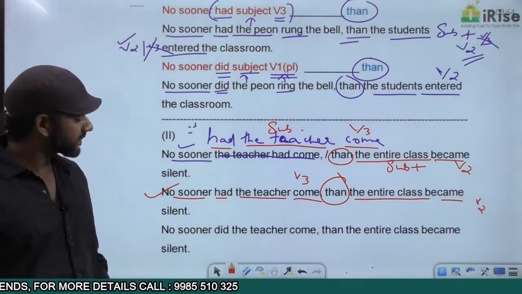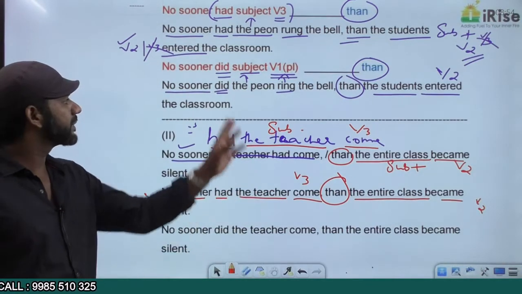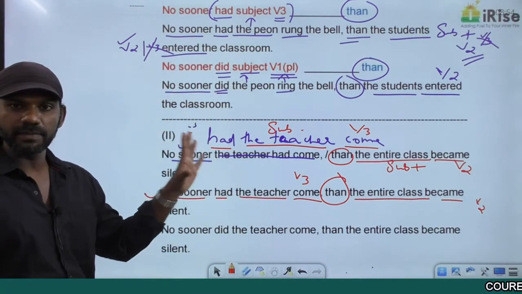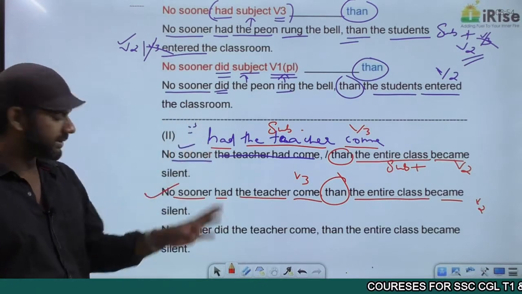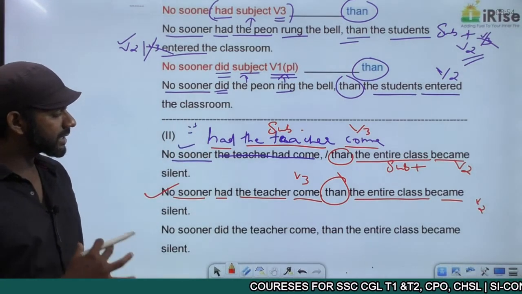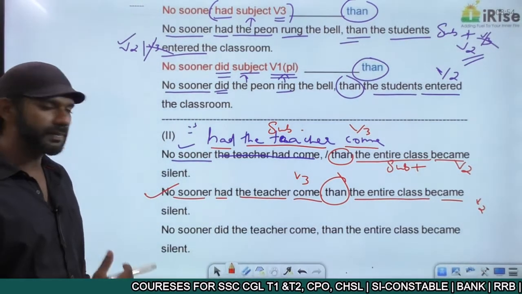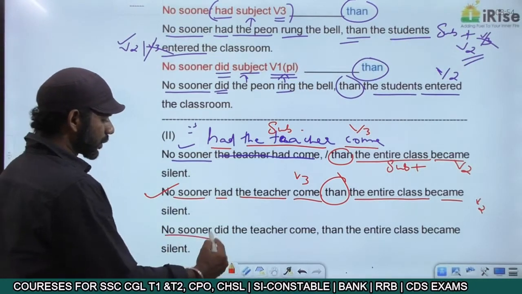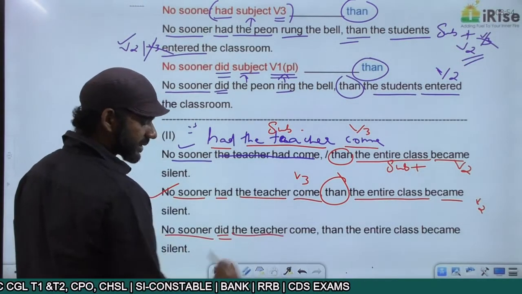Come to the next one. The same idea will be framed in the second form. No sooner did subject V1 plural followed by than. No sooner did the teacher come than the entire class became silent. No sooner did, the teacher is the subject here.